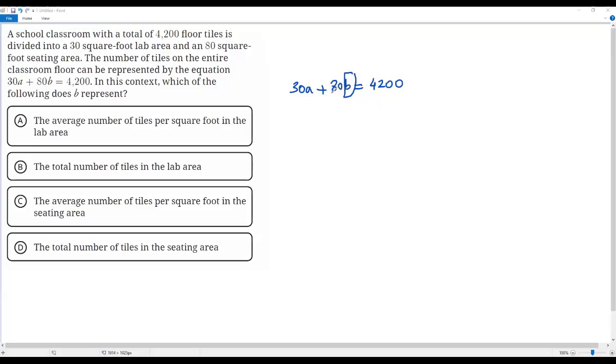So when we go over the options, clearly option C is correct, because we have to find out what B represents: the average number of tiles per square foot in the seating area. So the correct answer choice for this question is option C.